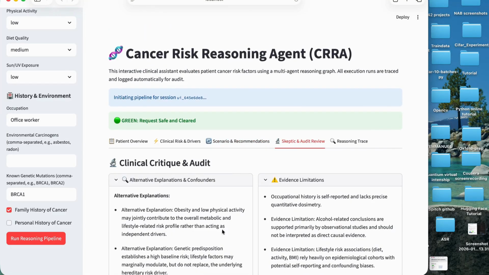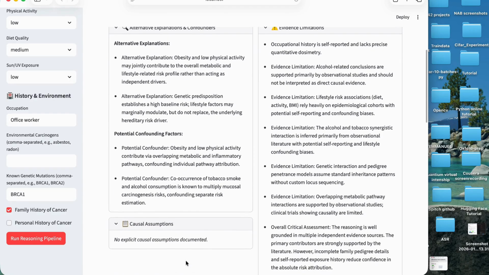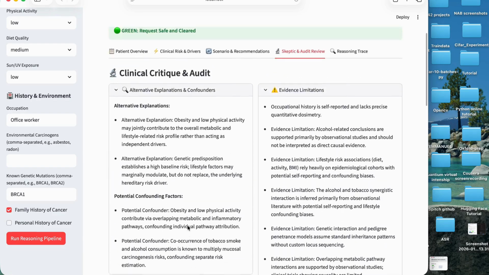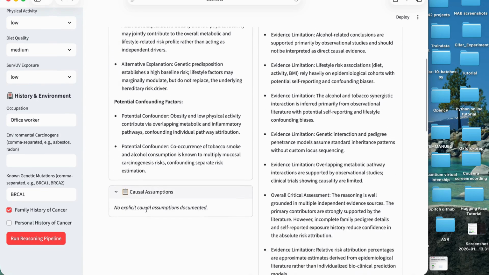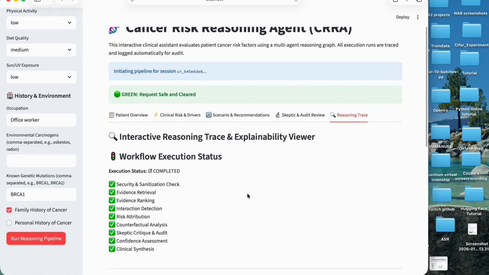Then we have the skeptic and audit review. Instead of accepting every conclusion, the skeptic agent actively challenges the reasoning, identifies missing clinical information, highlights uncertainty, and adjusts the confidence level where appropriate.